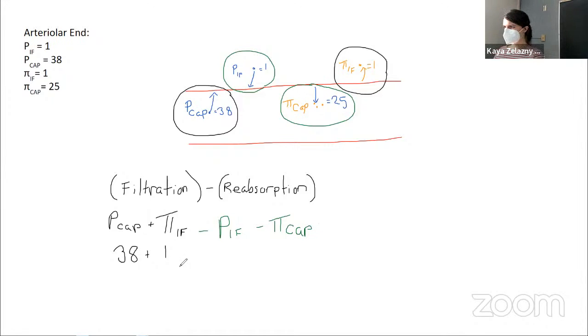So subtracting 1, subtracting 25. And this is going to get us our overall force for filtration. Does somebody want to do that math for me? 13, great. Okay. Cool. All right, so this is our force for filtration in this situation.